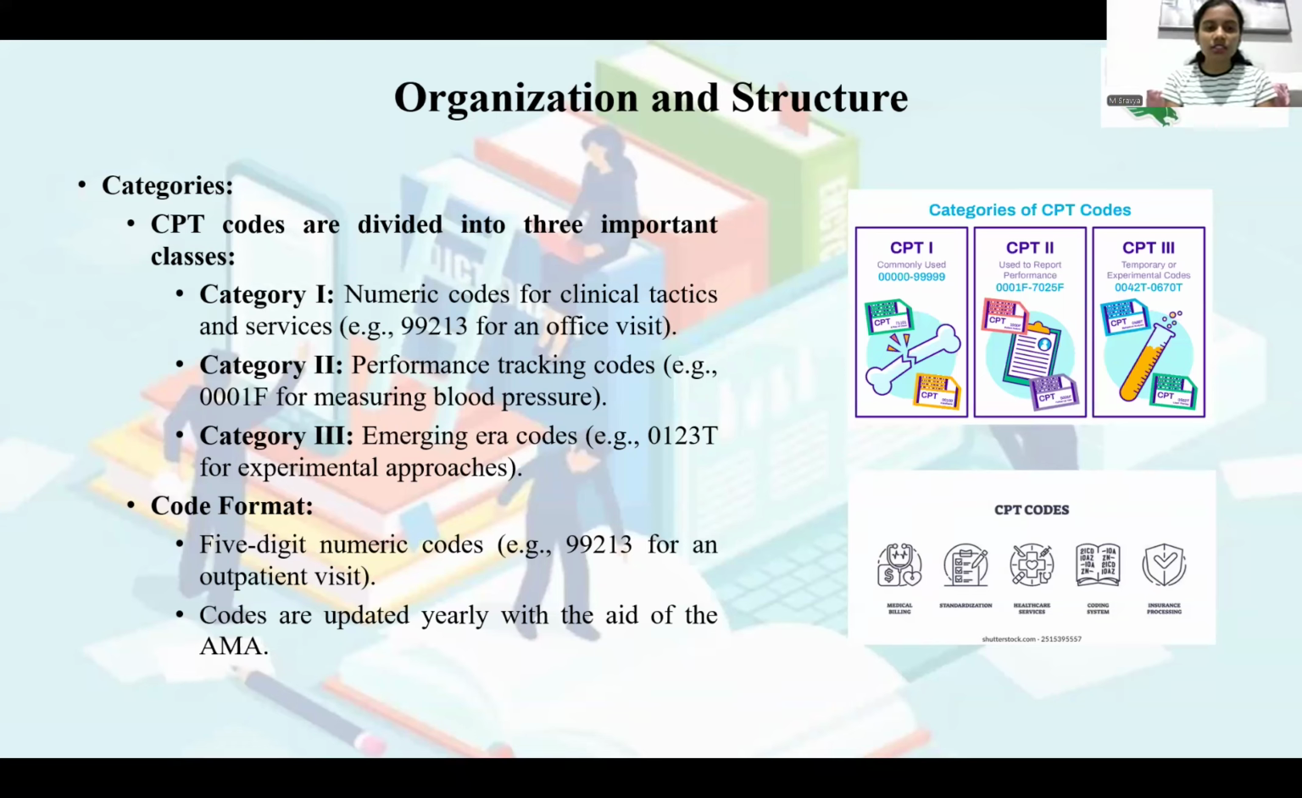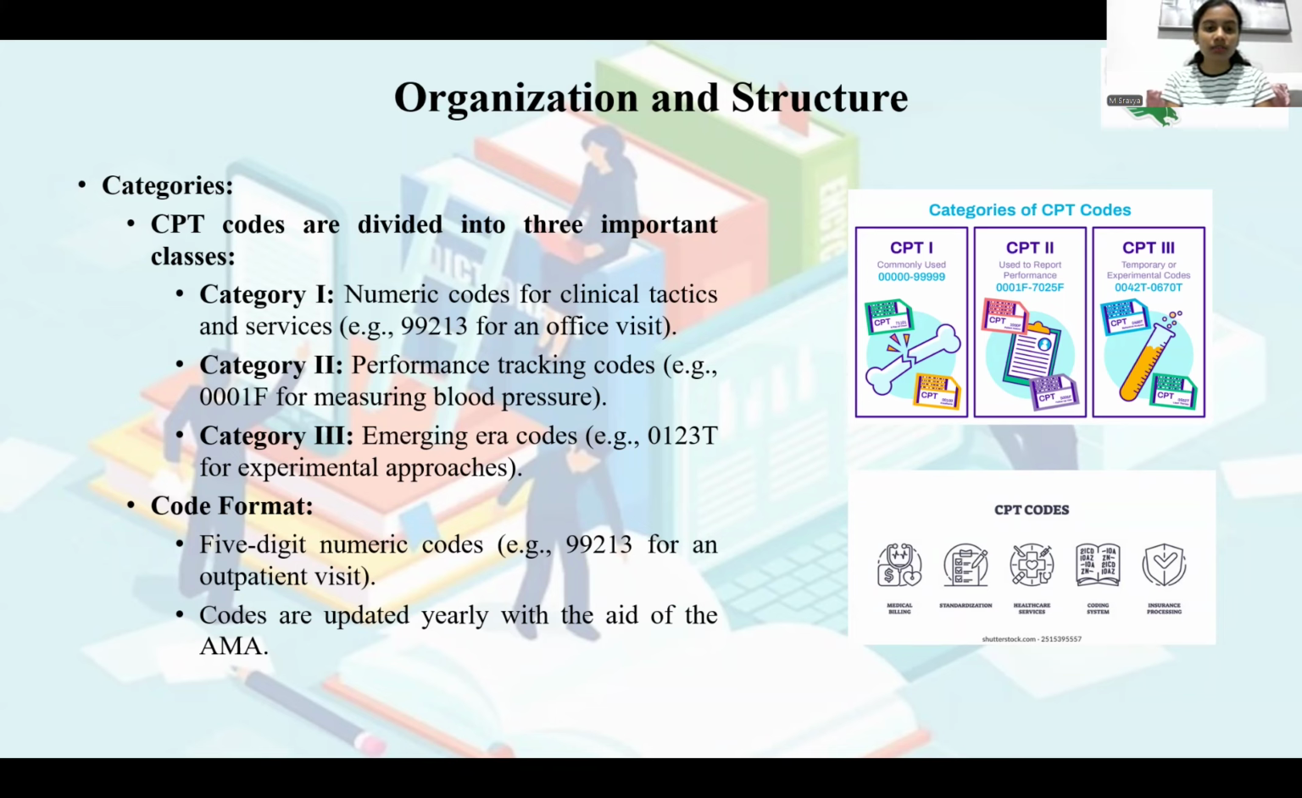Organization and structure. The CPT codes are organized into three important categories. Category 1, also called numeric codes for clinical tactics and services. For example, 99213 is used for an office visit. And Category 2, also called performance tracking codes. Example: 0001F, which is used for measuring blood pressure.